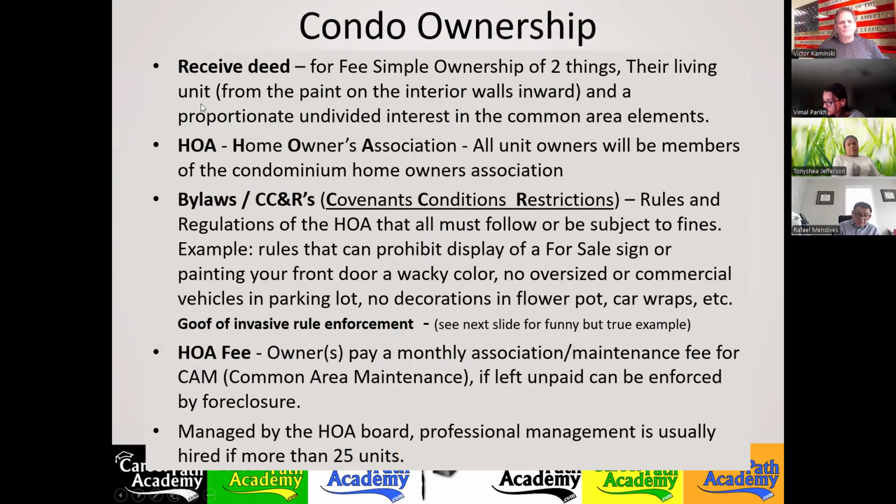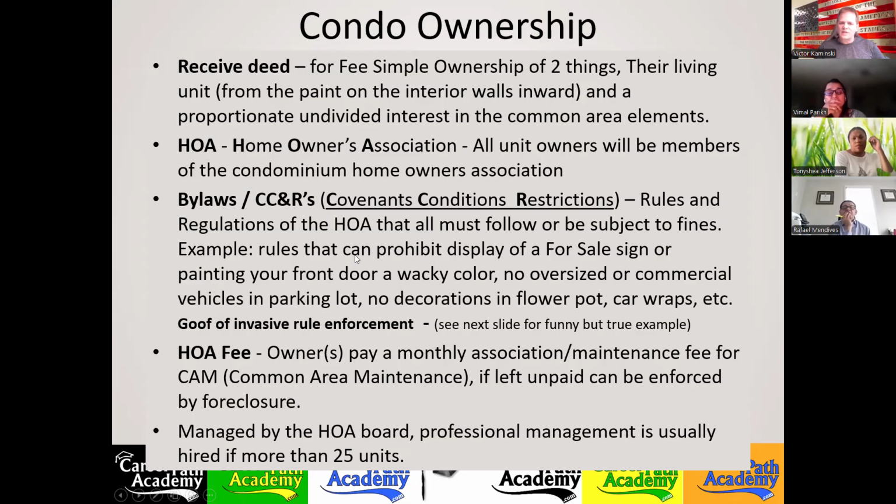All right, so in a condo, you receive a deed for fee simple ownership of two things: from the paint on the interior walls inward, and a proportionate undivided interest in the common area elements. There's an HOA, a homeowners association, to which all will belong. All the unit owners will be members of the homeowners association. Bylaws set up those CC&Rs, those covenants, conditions, and restrictions. These are the rules and regulations of the HOA that everyone needs to follow.